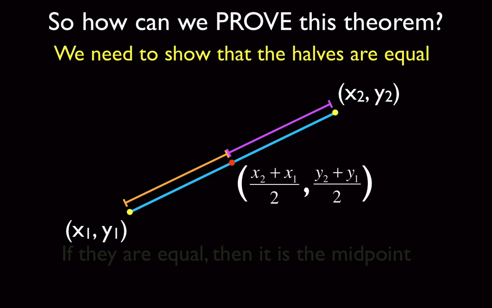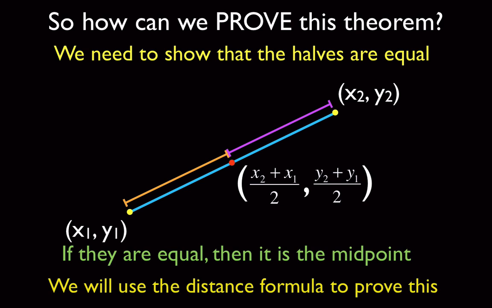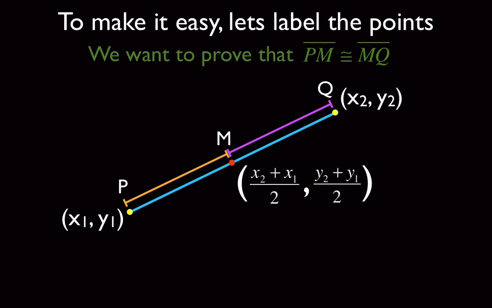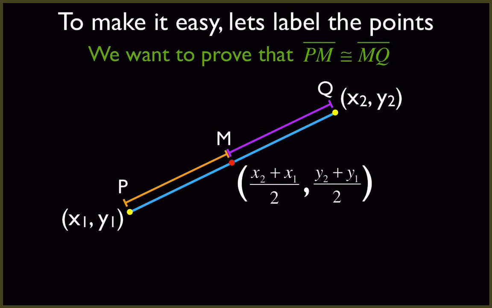So to make it simple for ourselves, right off the bat we're going to label it: P, M, and Q. And the purpose of that is to say, okay, now what I want to prove is that PM is congruent to MQ. Okay, and again, what that means is that this section right here, whatever this is, call it X, is the same as this, also X. If I can prove that, then I'd be proving that that point M is directly the midpoint of those two lines.